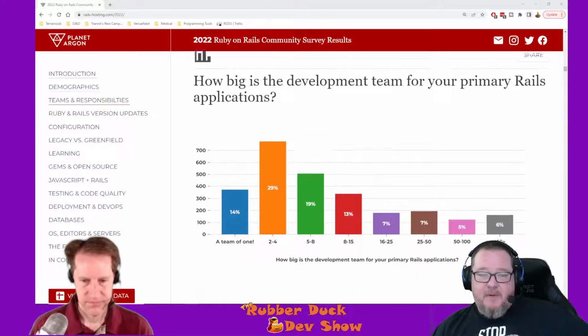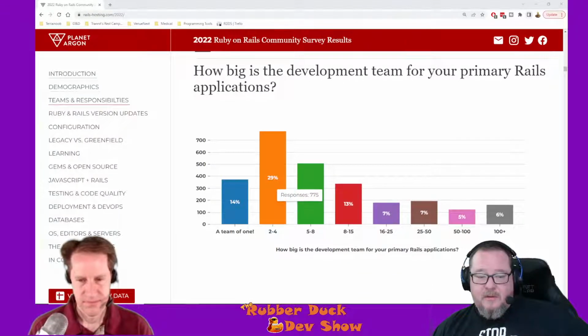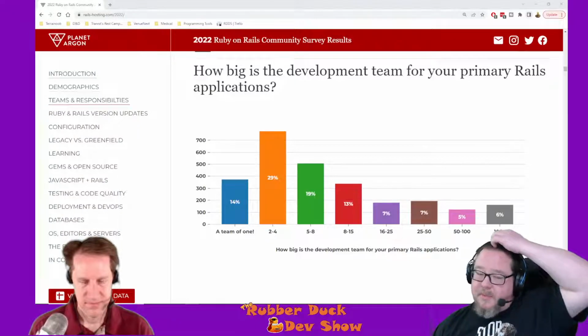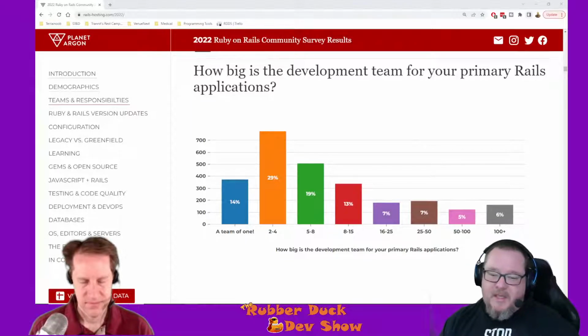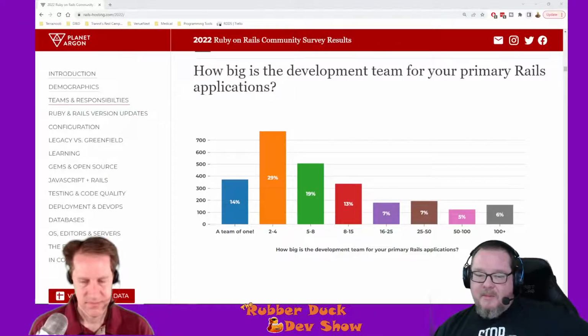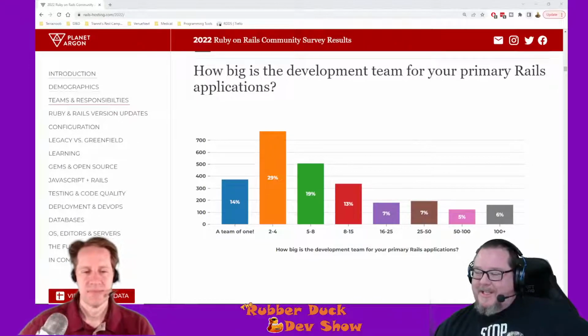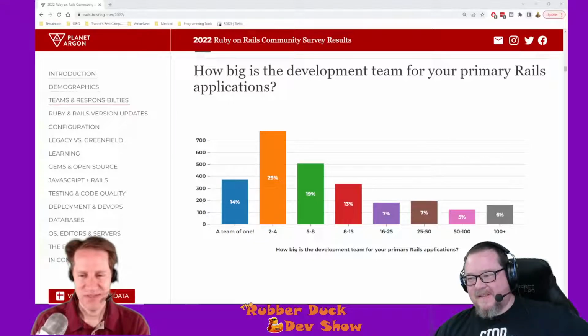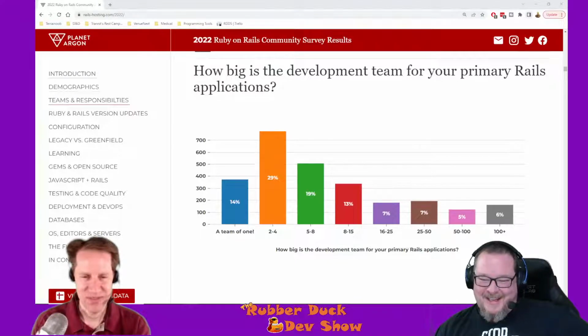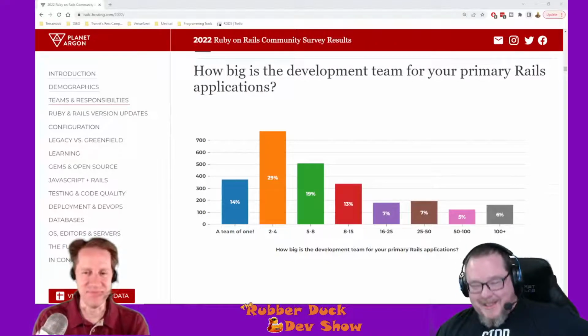How big is the development team for your primary Rails applications? 2 to 4. I'm sitting in the 5 to 8 bucket, but this doesn't surprise me, because if a development team gets too big, it starts becoming kind of inefficient, I guess is the polite way to say it. Isn't there this pizza rule? Like if you have to order too many pizzas, your team's too big or something like that. I can't remember what the rule is. I haven't heard that, but that makes sense.